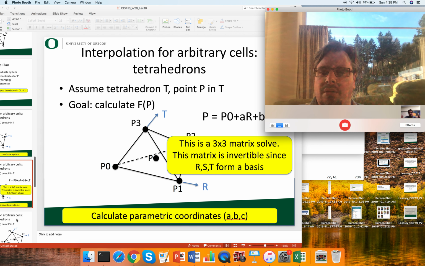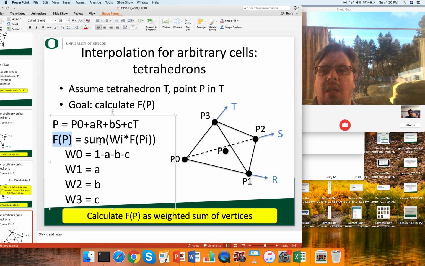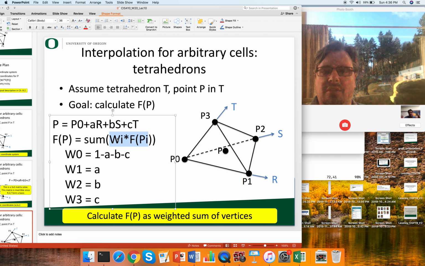And then the third step is that once we know A, B, and C, then we can calculate the field value at P as being the sum of the field value for the other four vertices times some weight. And here are weights that are often used for a tetrahedron. The weight that we'll use for P1 is just A, the number of steps in R.